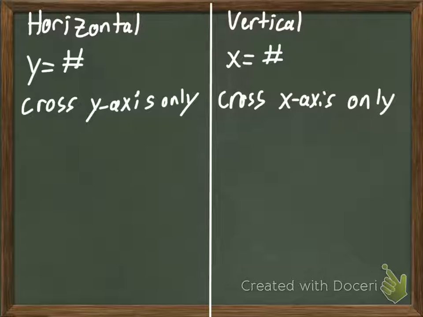So, horizontal lines. Horizontal lines are any line that's y equals a number, and they cross the y-axis only. So unlike our other lines, they are not going to cross the x and y axis. They're just going to cross the y axis at the number that the y equals. The vertical line is similar, except it's going to cross the x axis only at whatever the x equals. So x is going to equal a number, and that's where our line is going to cross.